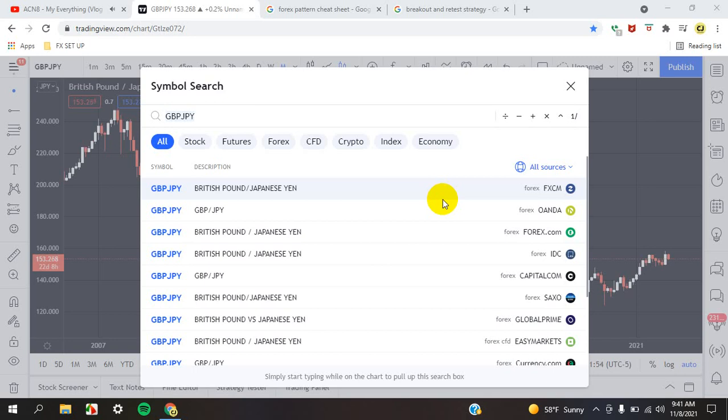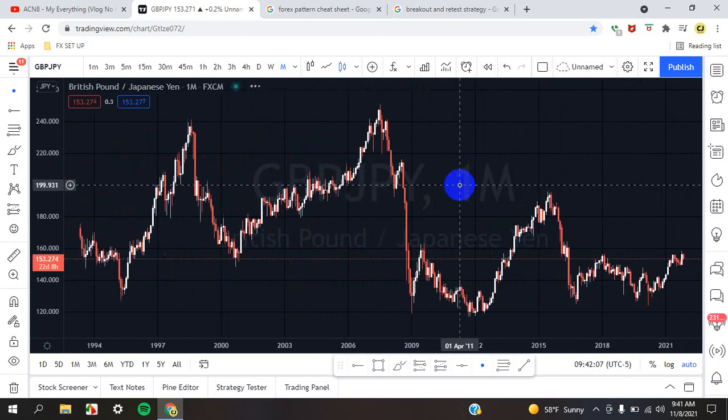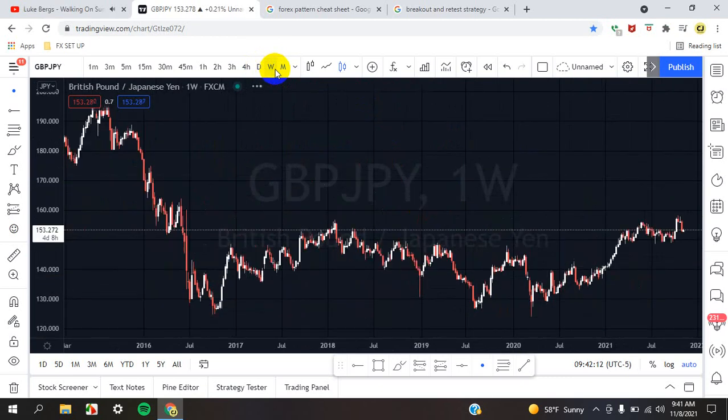We are here, running the levels, looking for market structure and patterns. Okay, guys, we are marking up GBP/JPY. Let's find an area so we can find some structure in the market and let's talk about it.